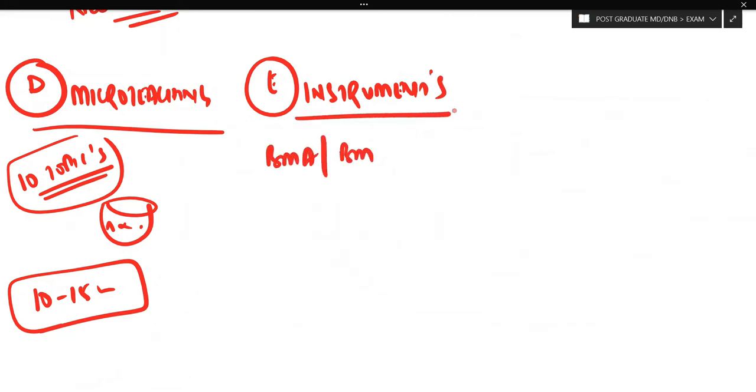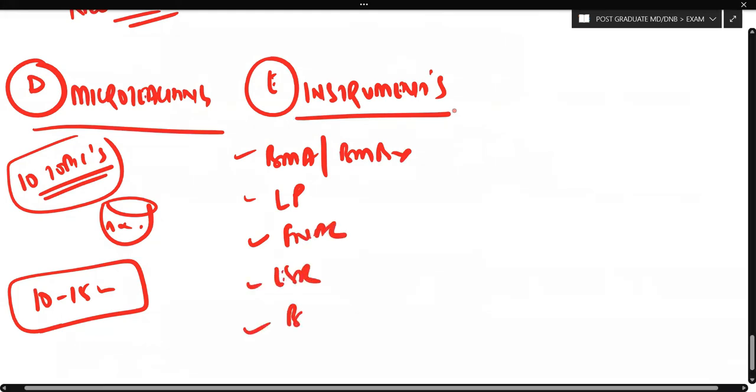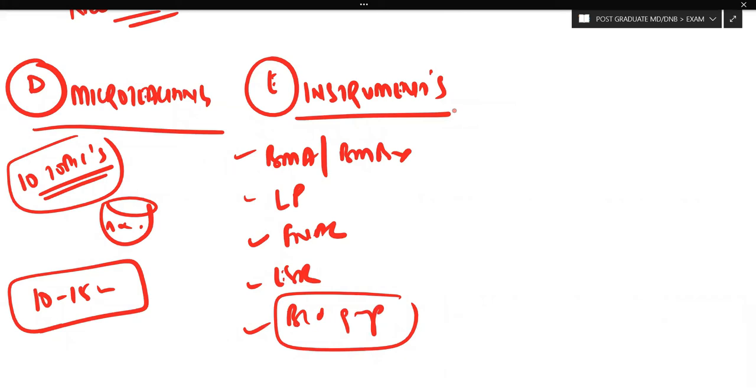Then again, one section can be kept for instruments. In your exam, you can have instruments. For example, a BMA needle, bone marrow biopsy needle can be there. A lumbar puncture LP needle can be kept. FNAC gun can be kept. ESR tubes can be kept in the exam. They can just keep the blood group bottles and go on with your viva with the blood group bottles, and what is the universal donor, and they can go on with the blood grouping and blood banking and everything.